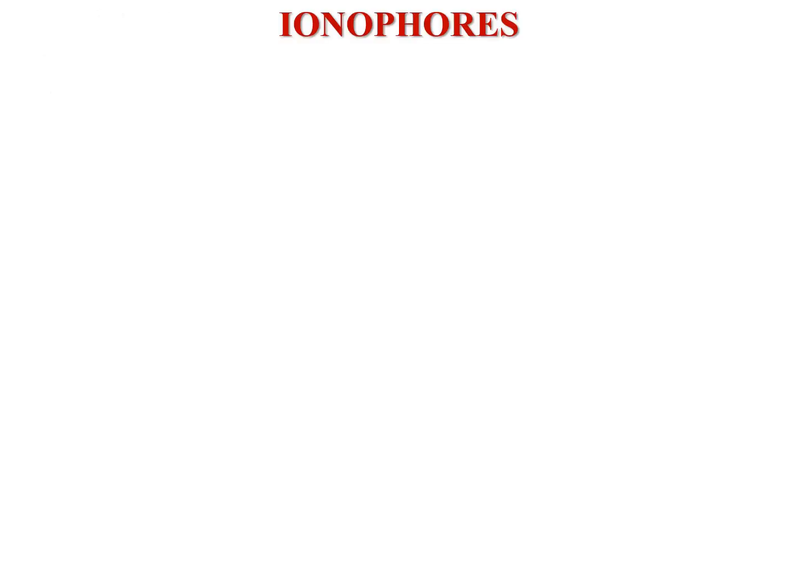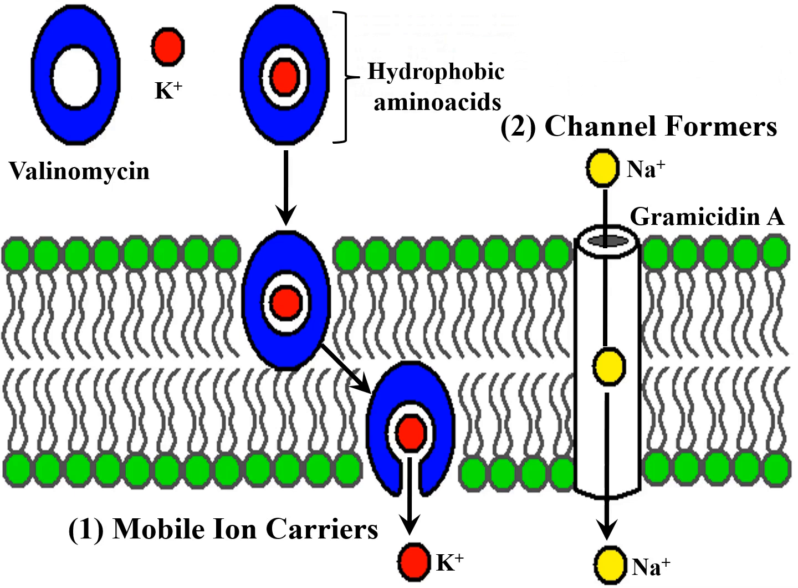Next, ionophores. Ionophores are antibiotics, commonly valinomycin and gramicidin. I have given examples. As I have told, drugs will affect channels and it leads to mutations in genetic disorders. Here are mobile ion carriers with hydrophobic amino acids. I have given two examples: one is valinomycin, another one is gramicidin.